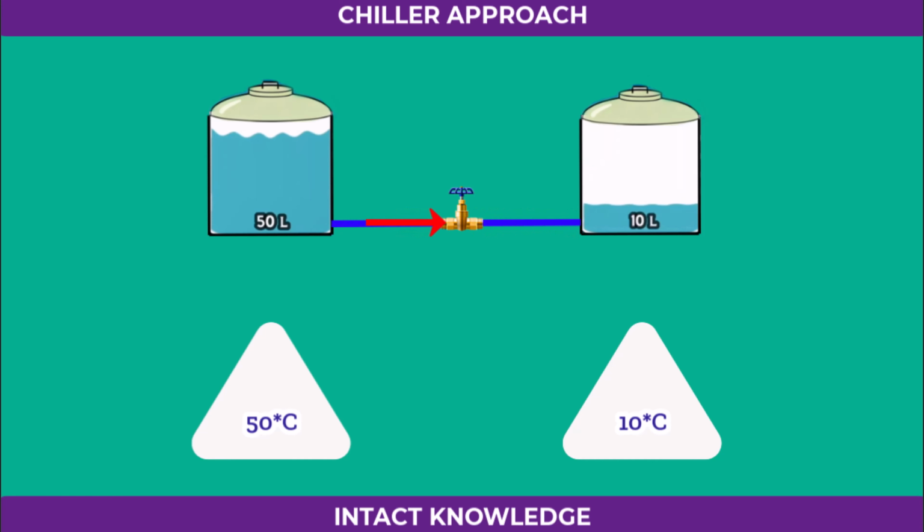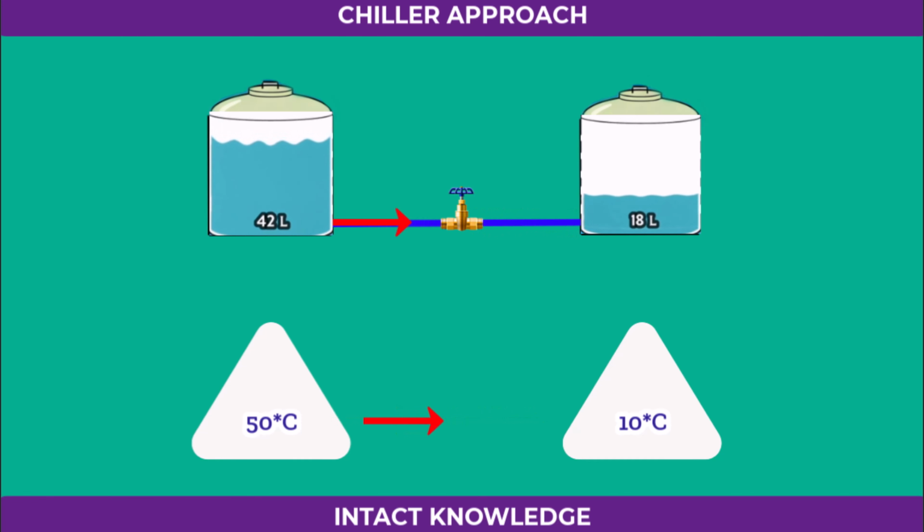Similarly, when two objects of different temperatures are near each other, heat flows from the hotter object to the cooler one. When there's more water in the tank, the flow rate is faster. As the amount of water decreases, the flow rate also slows down. The same principle applies to heat transfer. The greater the temperature difference, the faster the heat moves. When the temperature difference becomes small, the heat transfer rate also drops.